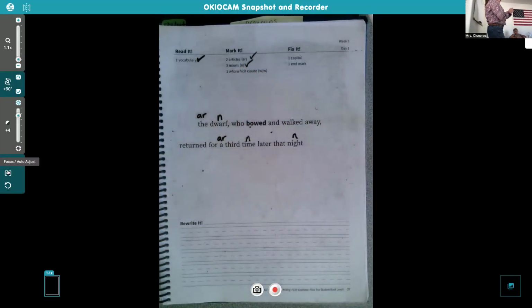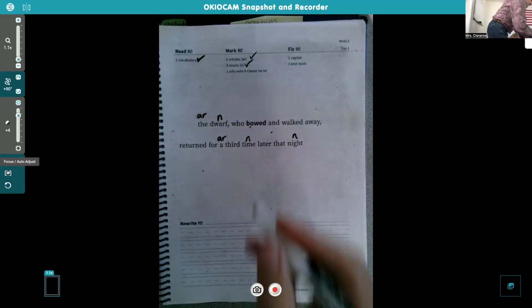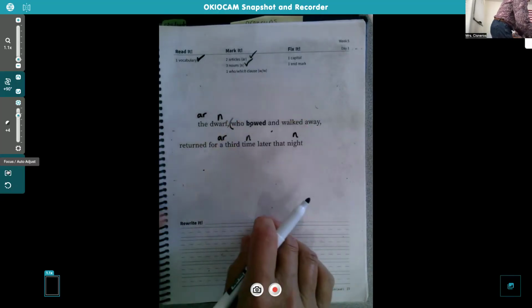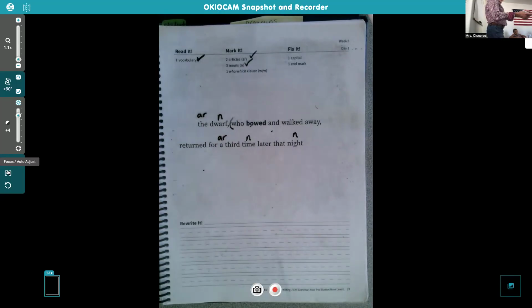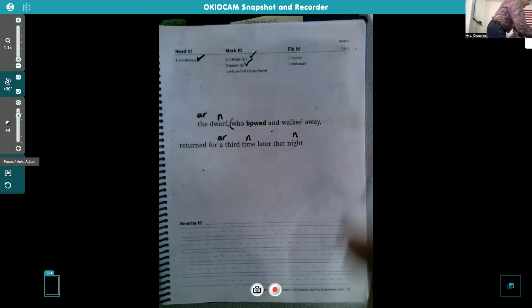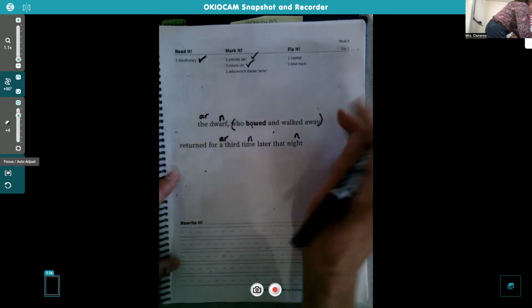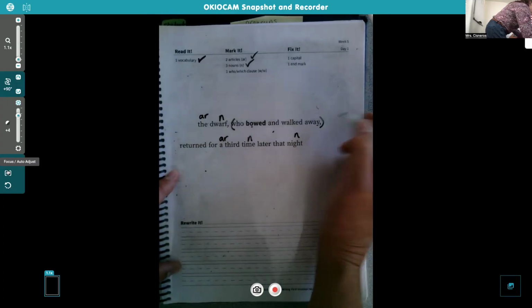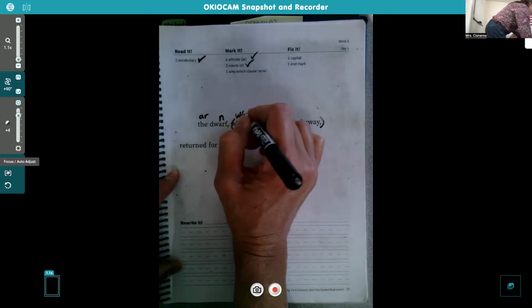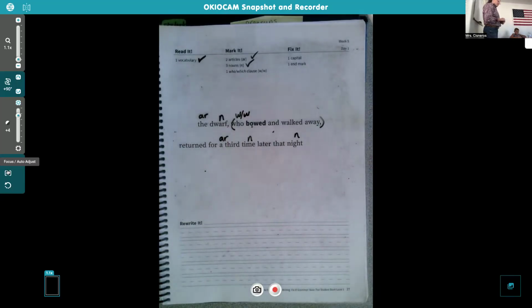All right, here's the who, which clause. Somebody see it in there? Okay, somebody new. Okay, yes, Elizabeth. Starts with who, bowed, keep going. The whole clause goes to the comma. Yeah, so read the whole who clause there. There you go. Who bowed and walked away. We're going to put parentheses around them like this. Oops. My parentheses look weird. There we go. And then we're going to put W/W. That's how we label that.